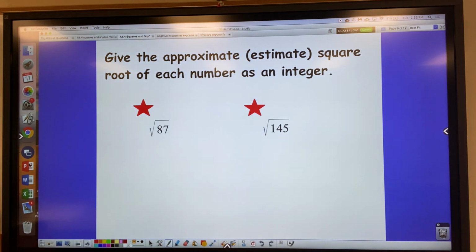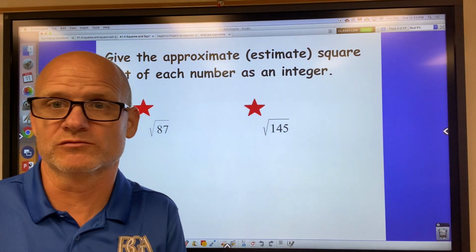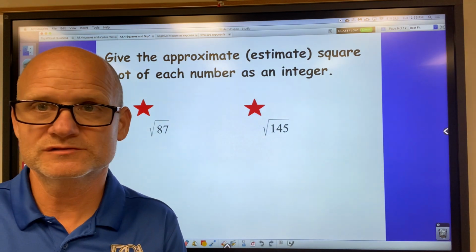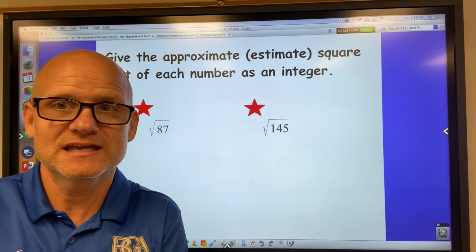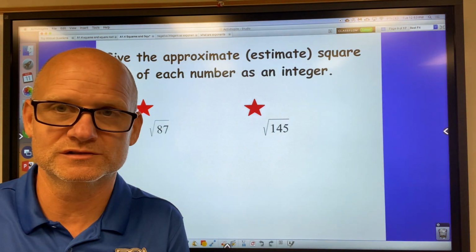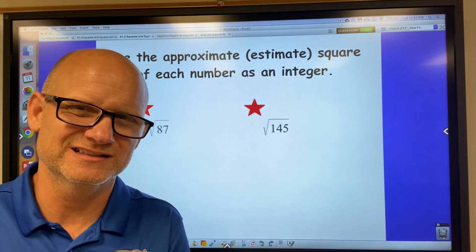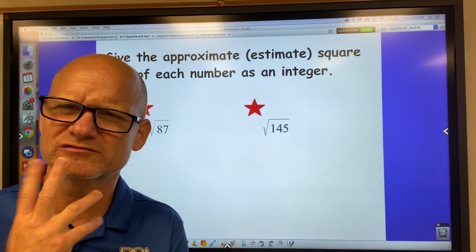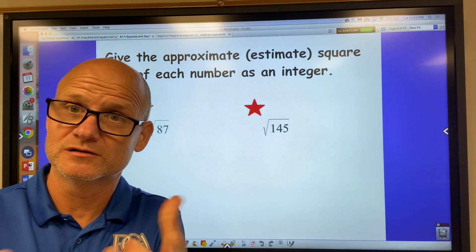And here, just give me the approximate square root of the number, okay? Because there's lots of numbers where you can't give me the exact square root, but you can give me an approximate one, right? So like 145. So just think, what times what is close to 145? That's the same number.